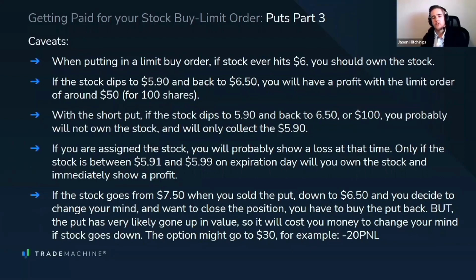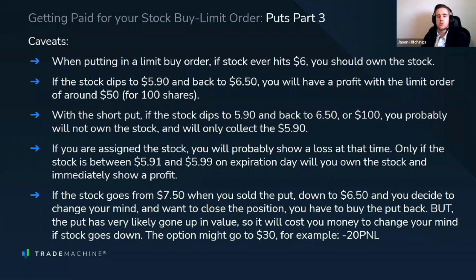One other thing is that if you decide to sell a put at 750 when the stock's at 750 for $6, and then the stock starts going down, if you put a limit order in, you can just change your mind. You know, if the world starts looking a little crazy, you can just get out of that, and it doesn't cost you anything to exit your limit order.